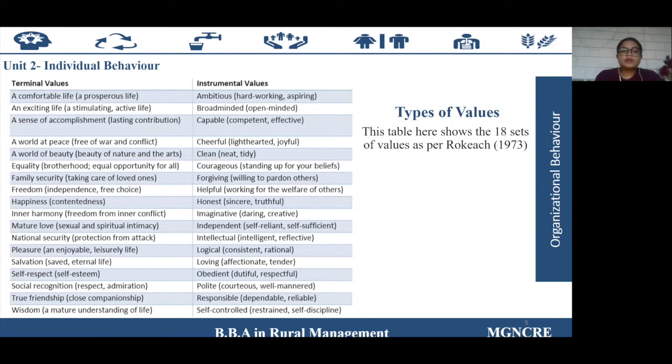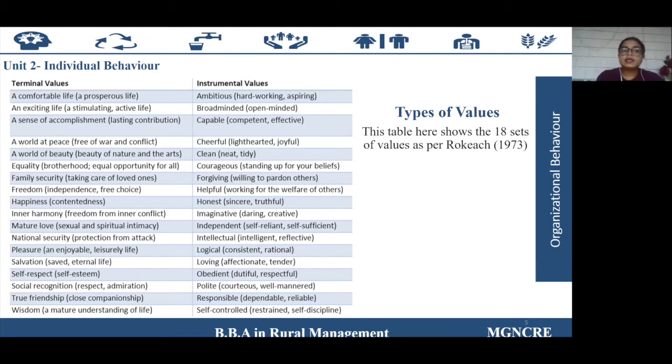Let's see some examples which might tell us the difference between terminal values and instrumental values. A terminal value is an end, as I already told you, and instrumental values are the means by which we reach that end. If my terminal value is to have a comfortable life, that is a prosperous life, as you can see in the slide, what is the means to achieve that, which counts as the instrumental value? The means to achieving a comfortable life would require me to be ambitious, which in turn means being hardworking and aspiring.